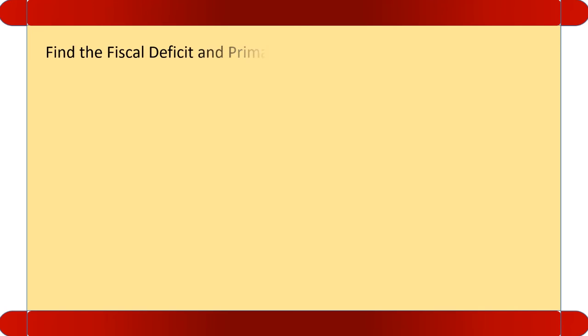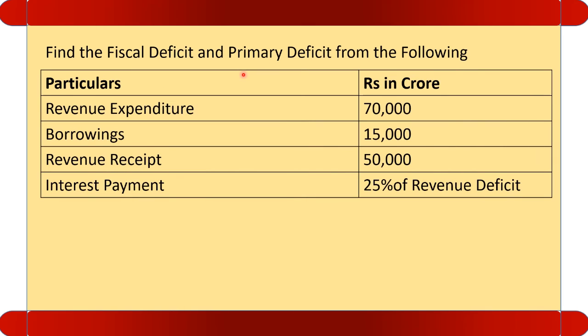Now let us see the next question. Find out the fiscal deficit and the primary deficit. Only these two things we have to calculate. Question is: revenue expenditure 70,000 crore. Borrowing is 15,000 crore. Revenue receipt is 50,000 crore. Interest payment is 25% of revenue deficit.